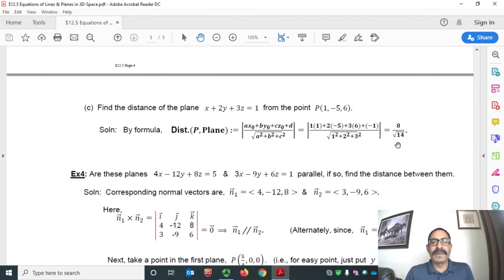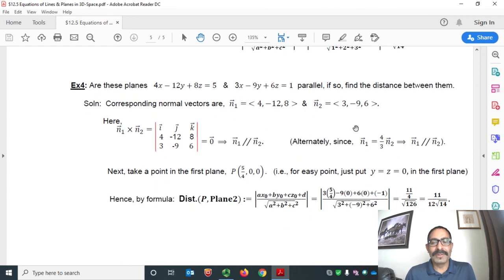Part C. Find the distance of the plane from the point. Here is the given point, and here is the given plane. Just apply the formula. By the formula, here is x0, here is y0, and this is z0. And for d, bring this 1 to the left side, so d equals minus 1. Then by this formula, it turns out to be 8 over radical 14. Awesome. Let's move on.